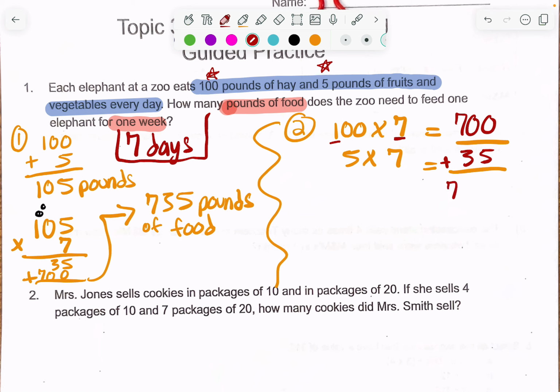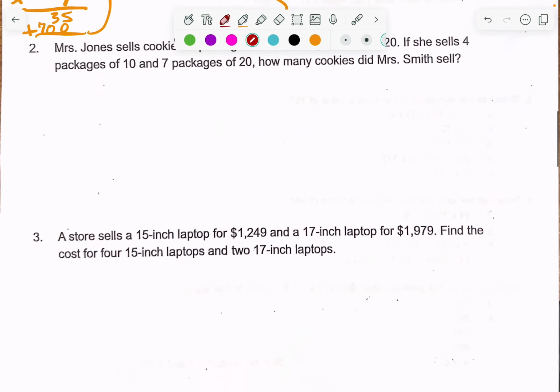So that's 735. Same label, pounds of food. Awesome. So that is number 1. That's just 2 different ways to do it. If your student wants to show it a different way, that's awesome, as long as I can just read their work. Number 2.